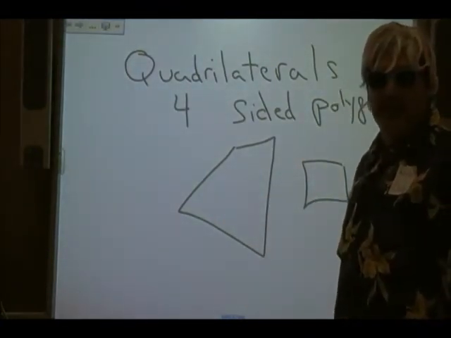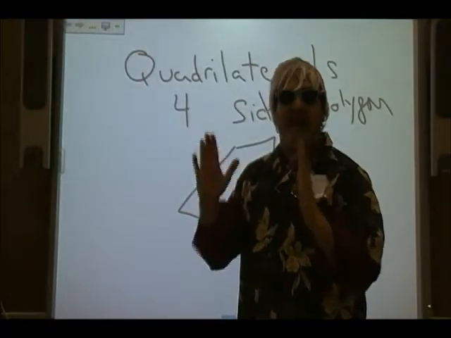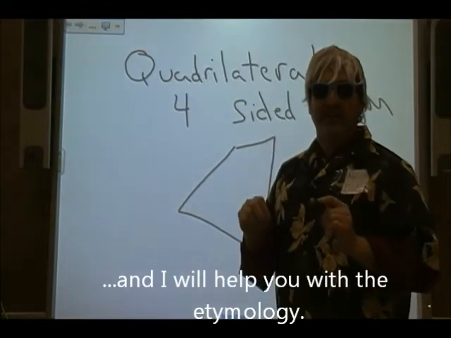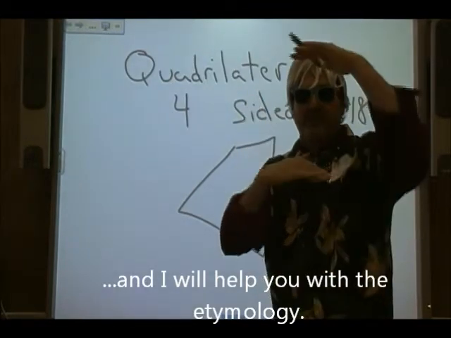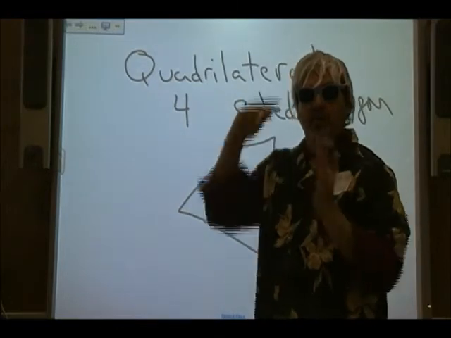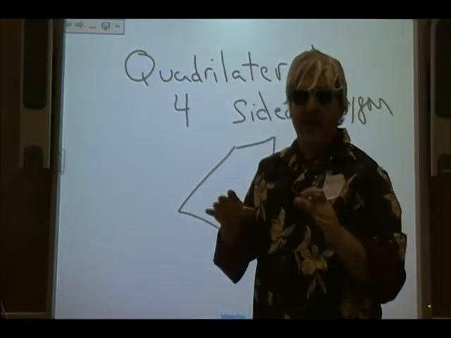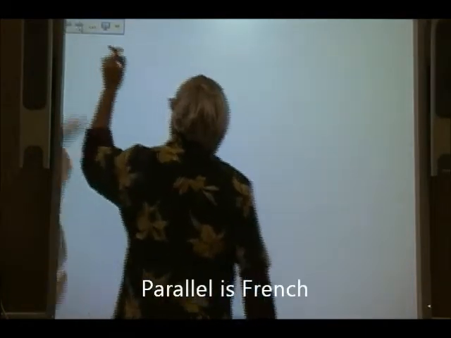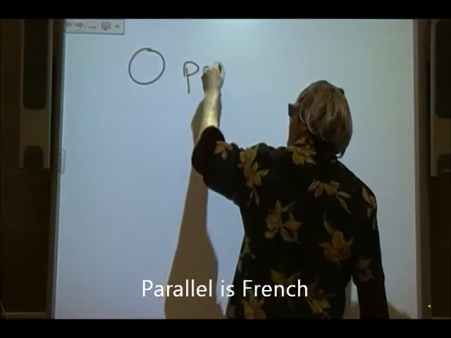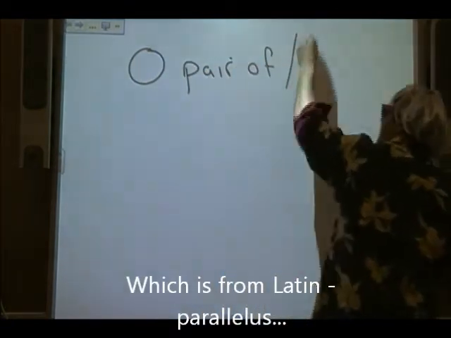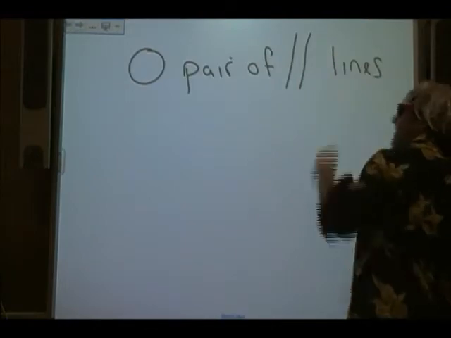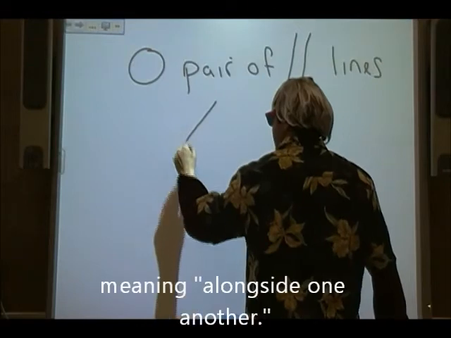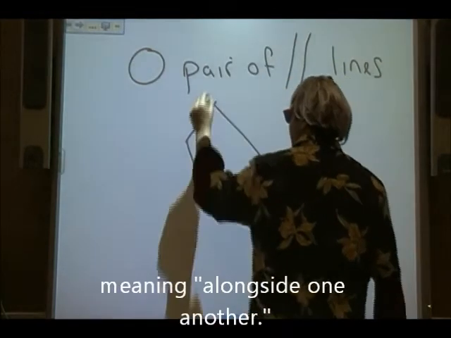And we're going to classify them by their parallelness. You have three choices. Either opposite sides are parallel, or one pair is parallel and the others are not, or no pairs are parallel. So let's look at what that means. Okay, zero pairs of parallel lines. If we have zero pairs, that means you have something like that.